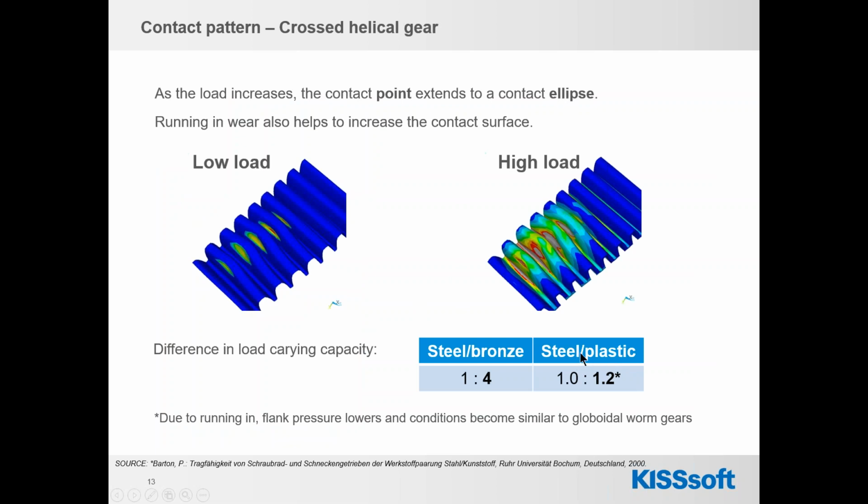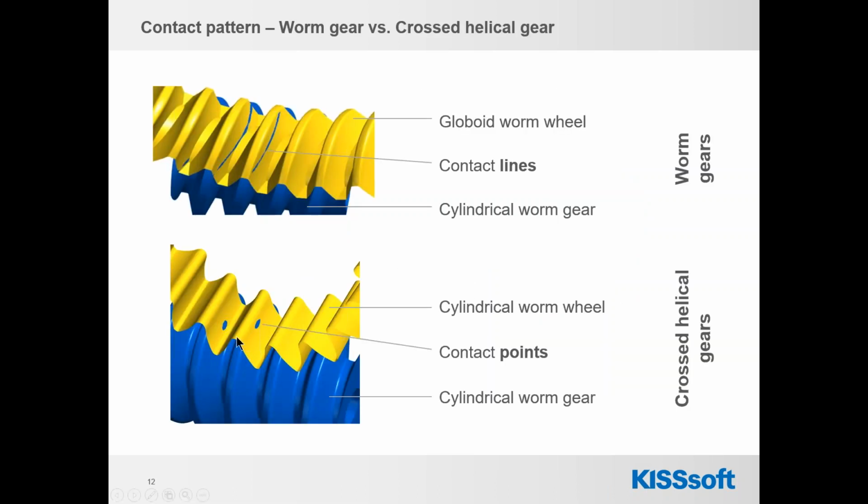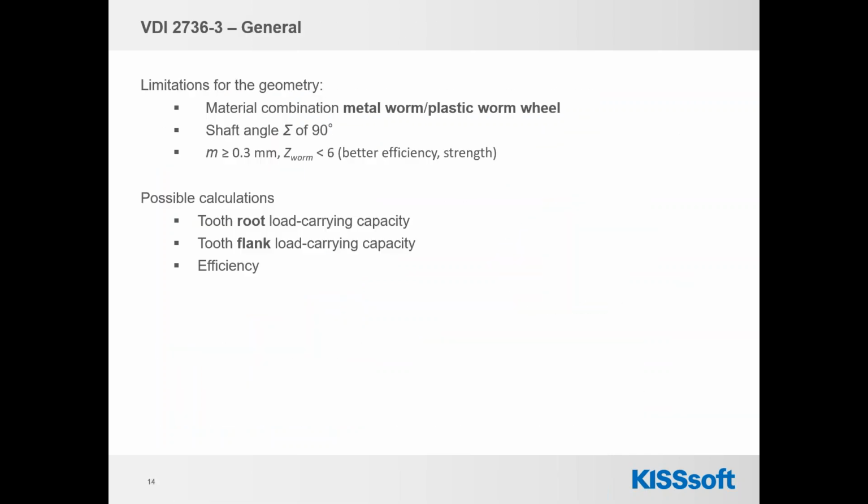Why is the difference so small in steel plastic combination? Actually, what happens is that when this starts to operate, because of deflection of the teeth, the load spreads over multiple teeth. So actually the flank pressure is reduced, and also because of wear happening on the contact flanks and running in, basically these contact points soon become the contact ellipses. They become much bigger, and with this they are reducing the flank pressure.